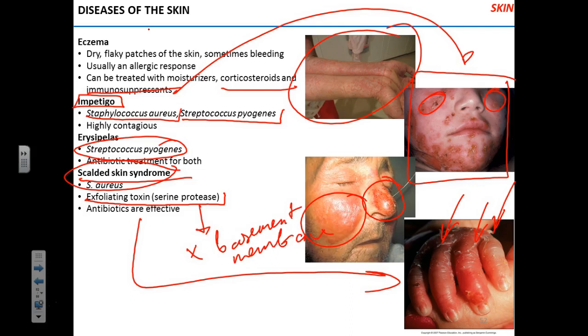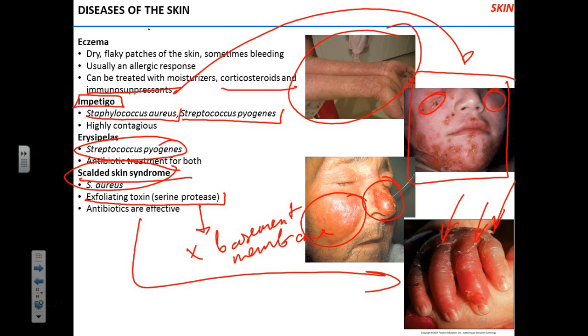And when basement membrane is gone, obviously epidermis and dermis will become separated. Does that make sense? Okay. Not for exam if anyone interested.